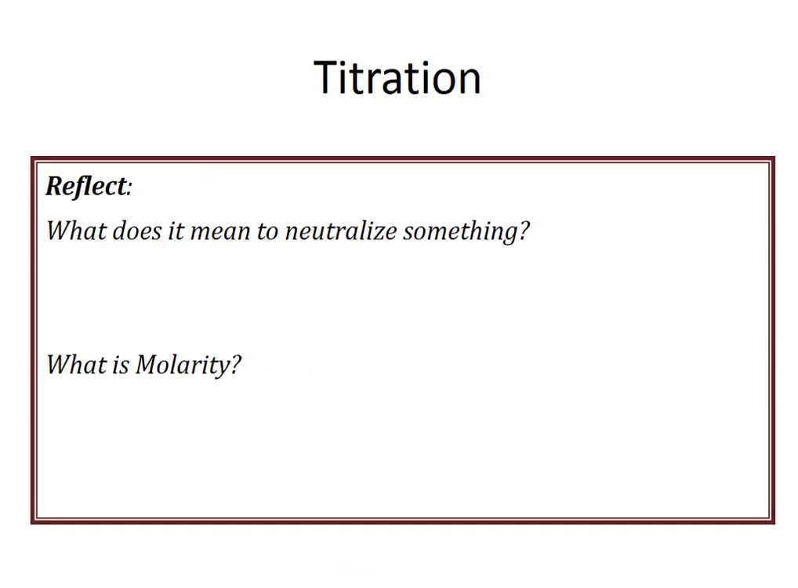Titrations. This is something that we're going to actually do in lab. What does it mean to neutralize something? So what is the neutral pH? You need to focus on the pH of 7, which means that you have an equal number of hydrogen ions as you do hydroxide ions. And what is molarity? Remember, molarity means that you have a certain number of moles per liter.